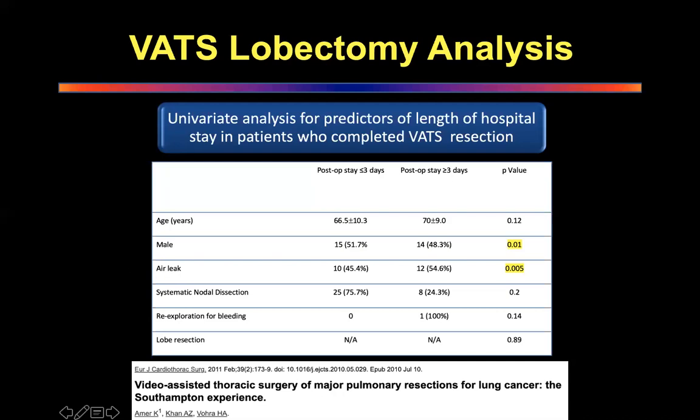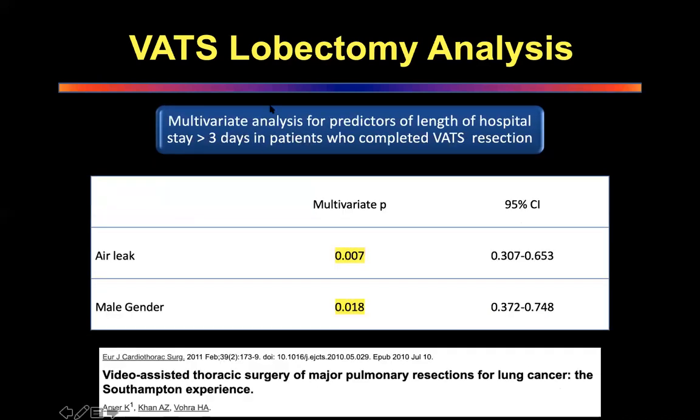So we adopted a very stringent strategy to reduce air leak on table. Again, a multivariate analysis came up with the same answer. So it's very important to make sure that you stop air leak on table, particularly when you're doing VATS surgery.